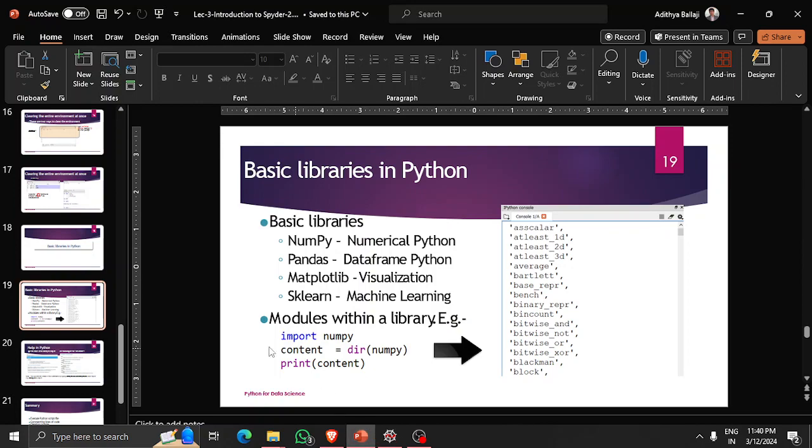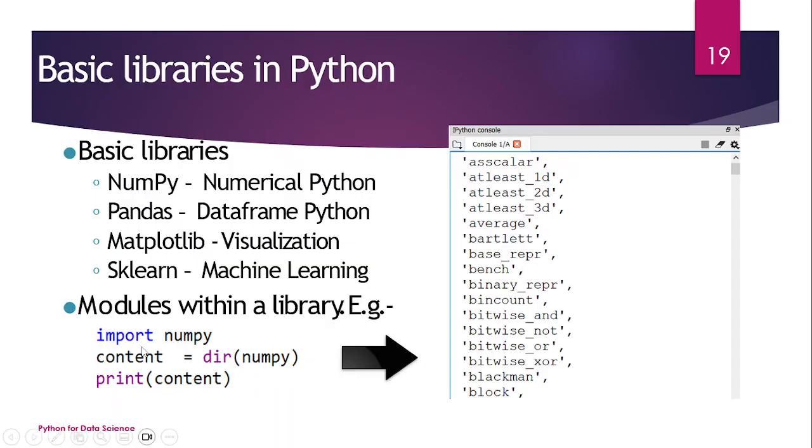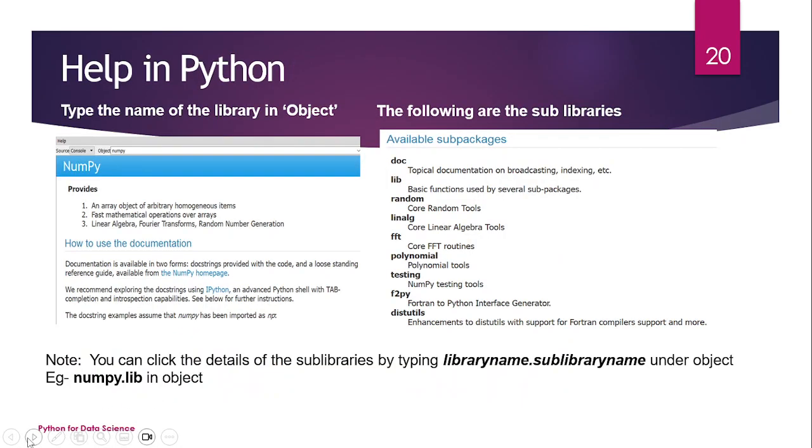Okay, so this was, I guess, the last part of this introduction topic. So we are done with importing any particular library we want, and then checking the sub libraries also. Here the command is given, see, numpy dot library in the object window.